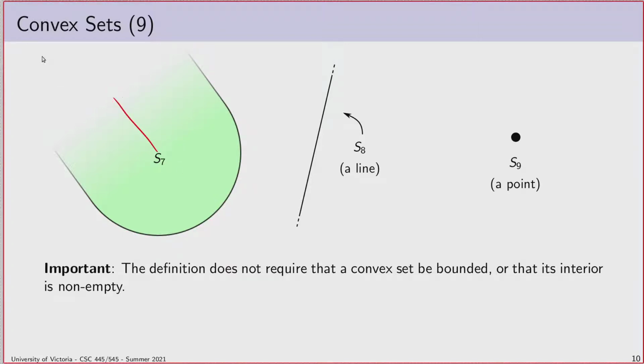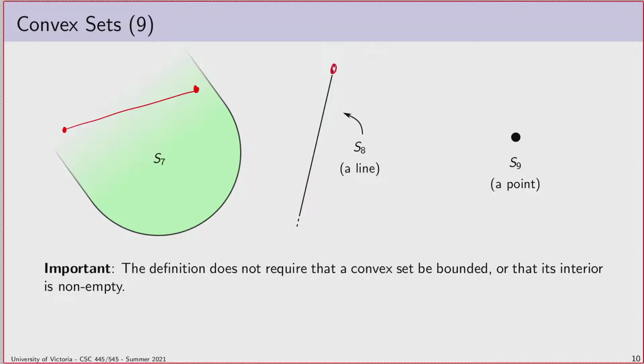Well, it's still convex because if I choose any 2 points in the set, regardless of where they are or how far away they are, the entire line segment is going to lie inside the set. So S7 is convex. S8, which is an infinite line, well, if I take any 2 points on this line and I connect them, that entire line segment is just a subset of my big line. So the set is convex. Everything on the line segment will lie on the line, and therefore the set will meet the definitions for convexity. So an infinite line, that's a convex set.